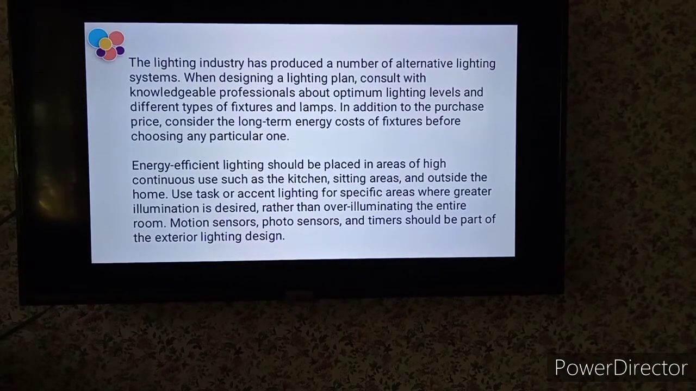Energy-efficient lighting should be placed in areas of high continuous use such as kitchen, sitting areas, and outside the home. Use task or accent lighting for specific areas where greater illumination is desired rather than over-illuminating the entire room. Motion sensors, photo sensors, and timers should be part of the exterior lighting design.